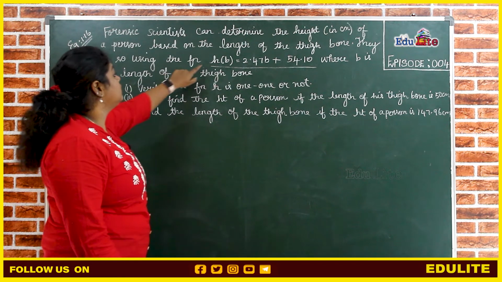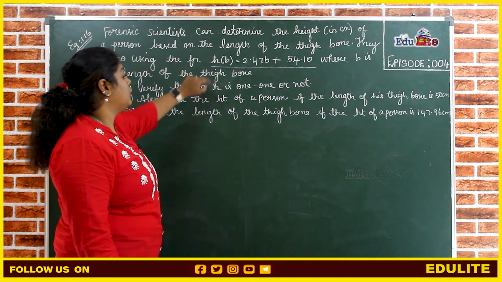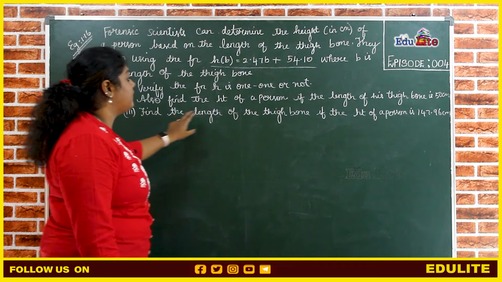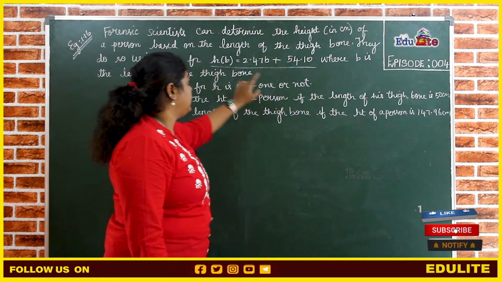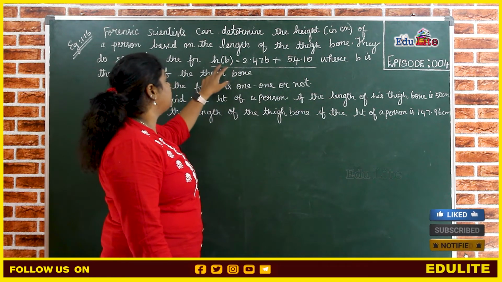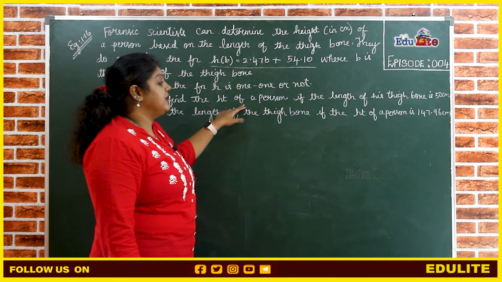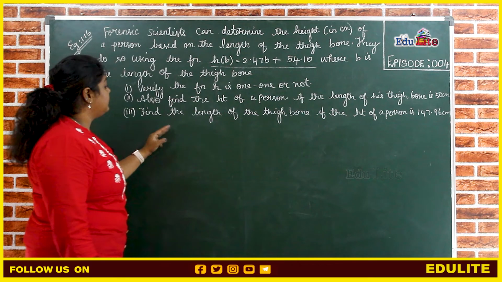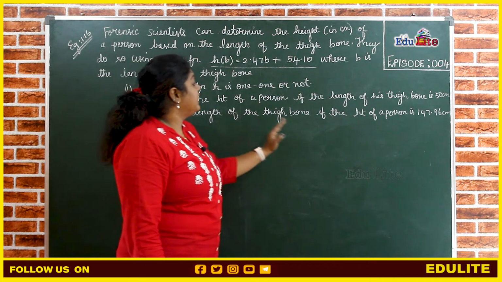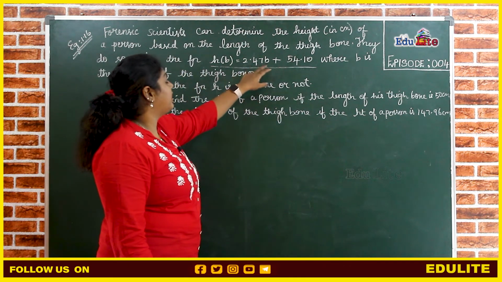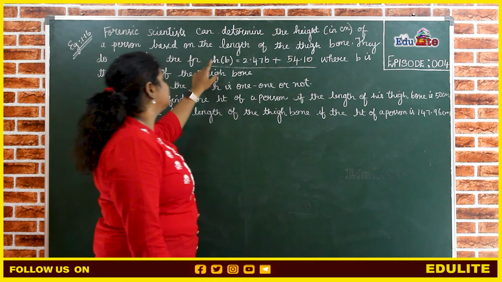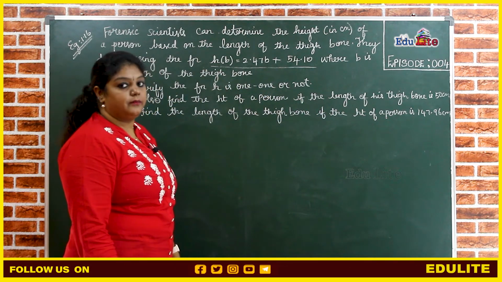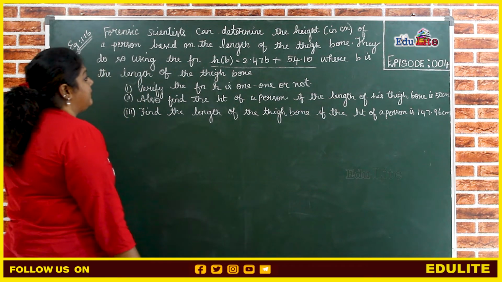First, we have to find whether h is one-to-one or not. Second, we have to find the height of a person whose thigh bone length is 50 centimeters, which means the b value is given and we have to find the value of h. In the third subdivision, we have to find the length of the thigh bone, which means we have to find the value of b, where the height of a person, that is the h value, is given as 147.96. Let us do it one by one.